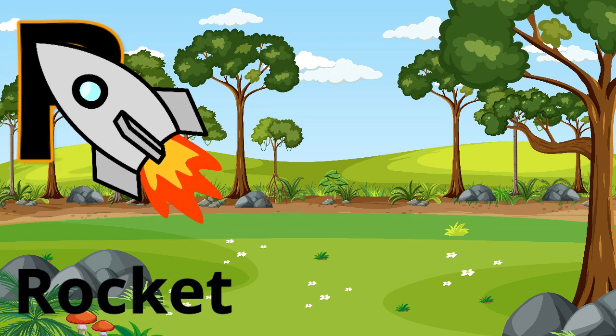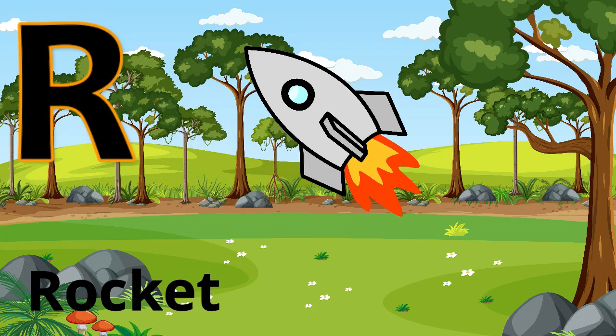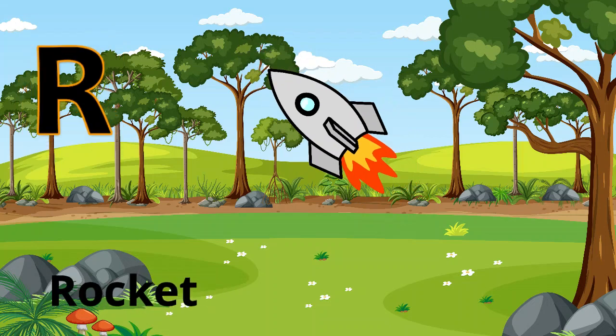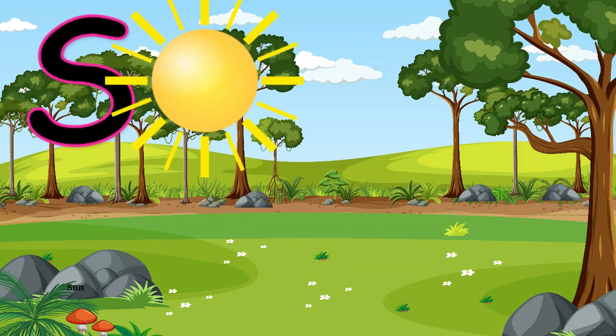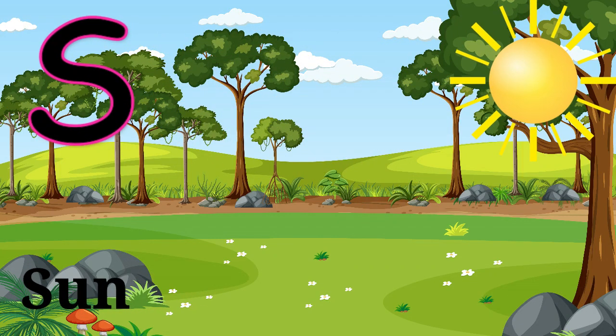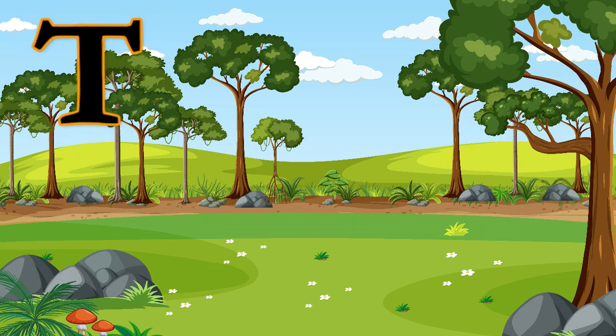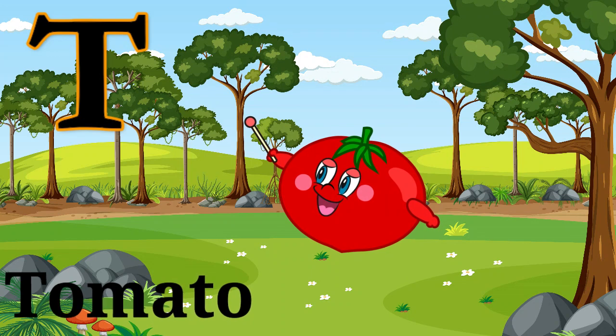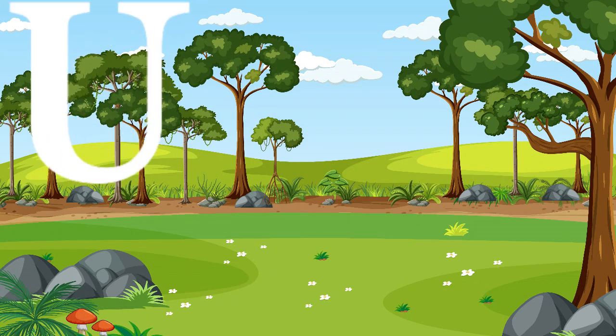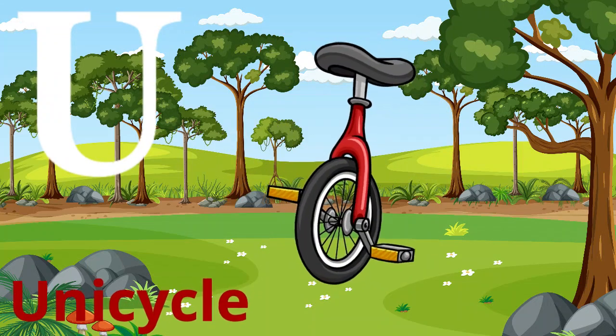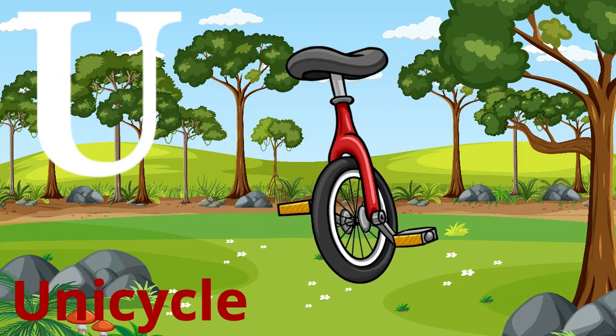R for rocket. S for sun. T for tomato. U for unicycle.